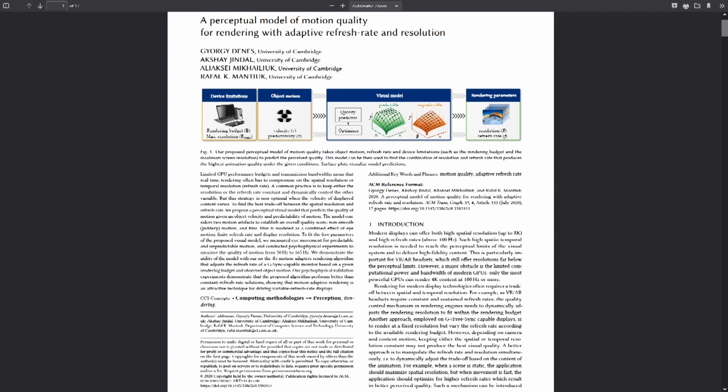So the proposed solution is an algorithm that follows a perceptual visual model that can predict the quality of the motion given the object velocity and predictability of motion. The model considers two major motion artifacts to establish an overall quality score, those being juddery motion, or motion that is not smooth, and blur, especially in orthogonal directions.